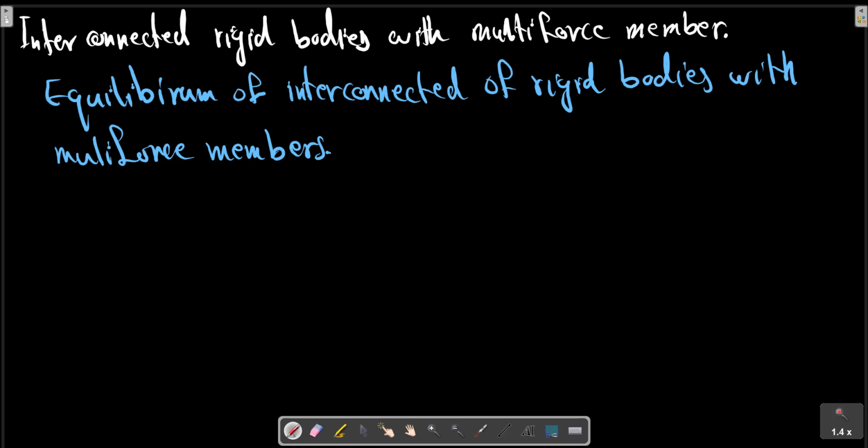Although most such bodies may be analyzed as two-dimensional systems, there are numerous examples of frames and machines which are also three-dimensional. The forces acting on each member of a connected system are found by isolating the member with a free body diagram.